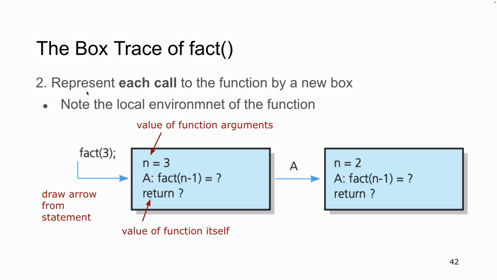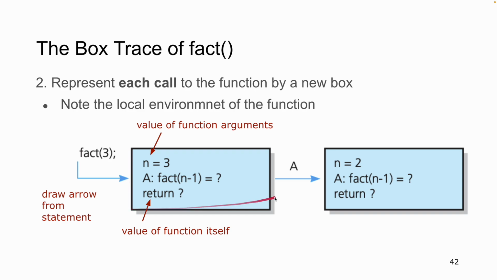We use another way to visualize and represent each call of the recursive function, and we will use a new box to represent a new recursive call. And we also use the information in the box to remember the local environment of each recursion. So let's check out here. Here again we have fact 3. We use this function call, and then fact 3 will go to the first layer of recursion here.